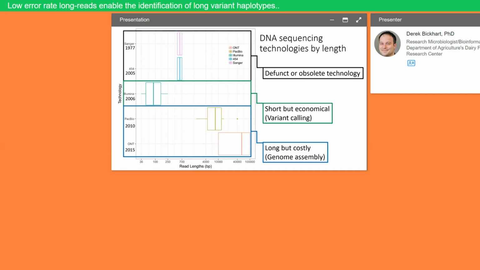And the two latest technologies, from Pacific Biosciences, or PacBio, and Oxford Nanopore, introduce longer read lengths than any of the prior technologies. However, this typically comes at greater cost and higher error rates compared to the Illumina technology.